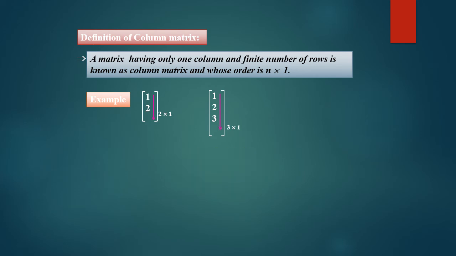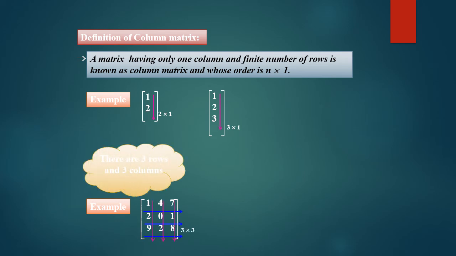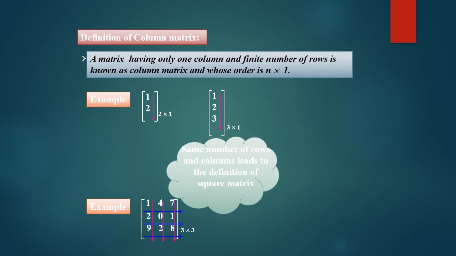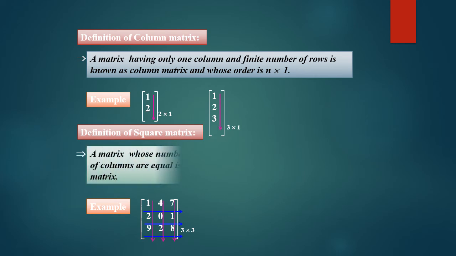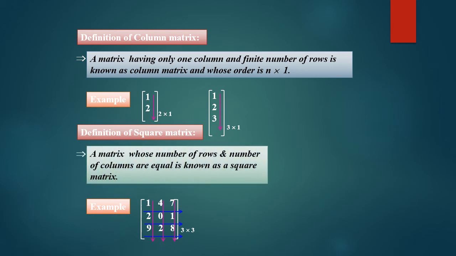Next, consider the example, a matrix with rows 1 4 7, 2 0 1, 9 2 8. The order of this matrix is 3 cross 3. So in this matrix there are 3 rows and 3 columns, that is, it has an equal number of rows and columns. This leads to the definition of a square matrix. A matrix whose number of rows and number of columns are equal is known as a square matrix.